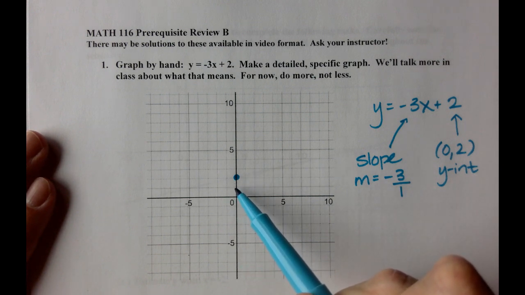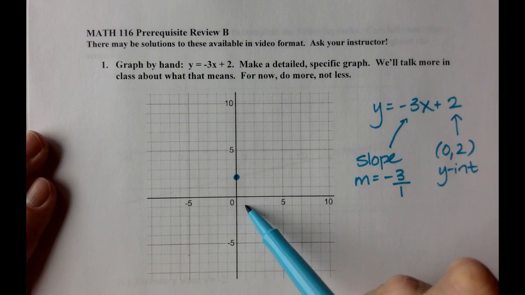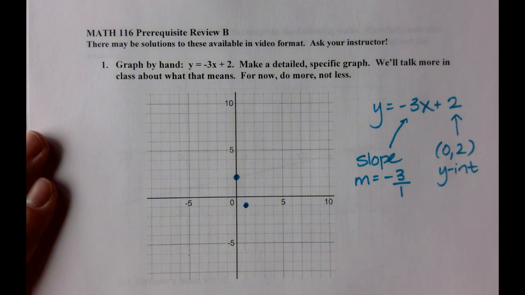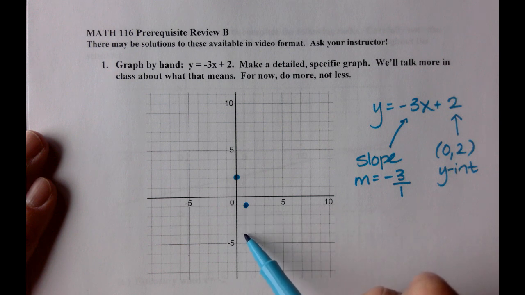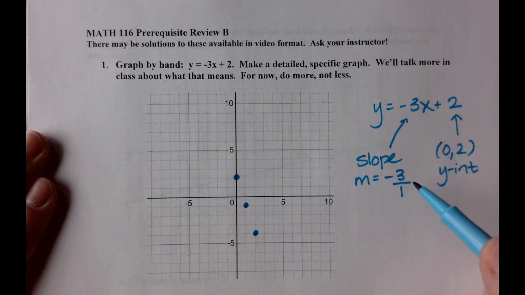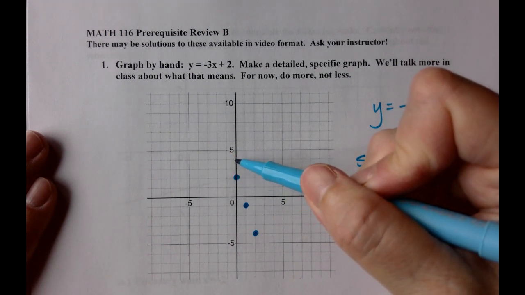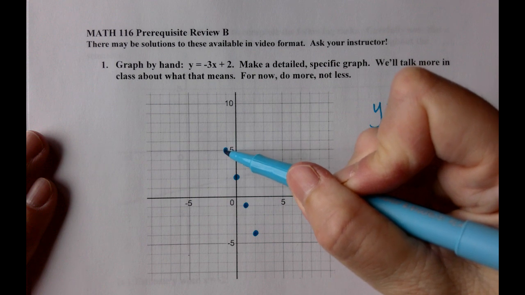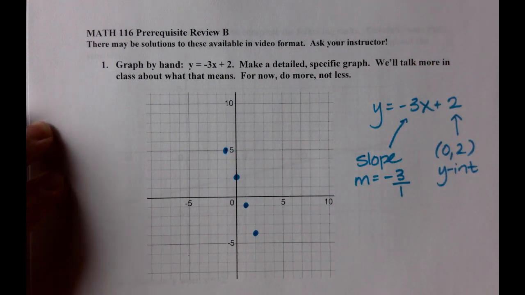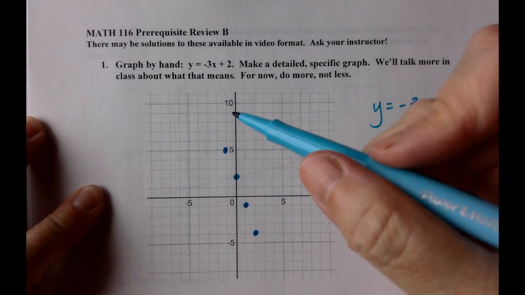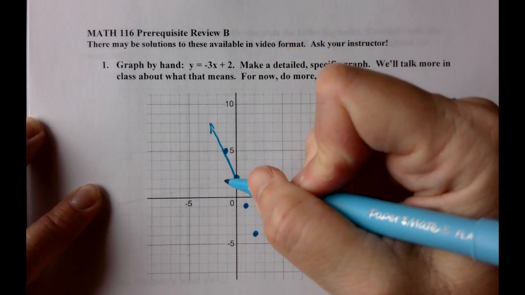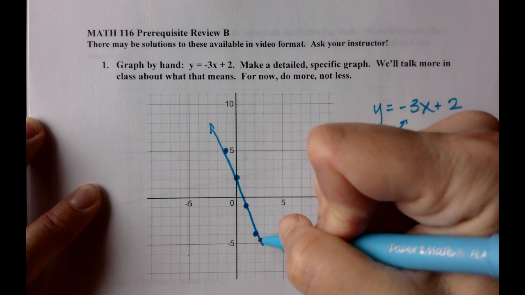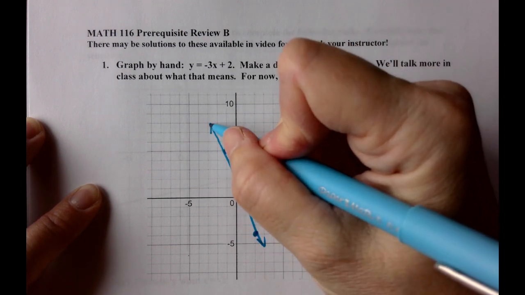point, or go down 3, 1, 2, 3, and go right 1 unit to get to another point on the line. You can go down 3 again, 1, 2, 3, and right 1 unit. You could also go up 3, 1, 2, 3, and left 1. You need one negative direction and one positive direction. And then connect these points with a straight line. Mine are not always very straight on the first try. If you want to use a straight edge, feel free to do so.